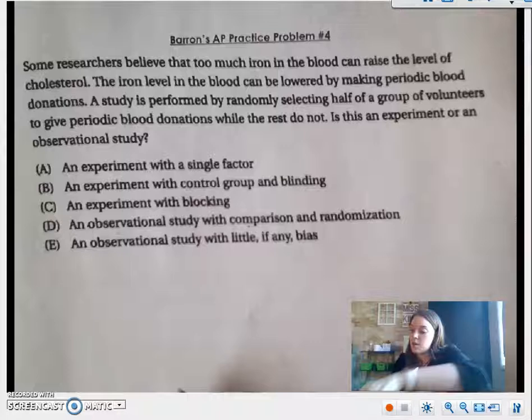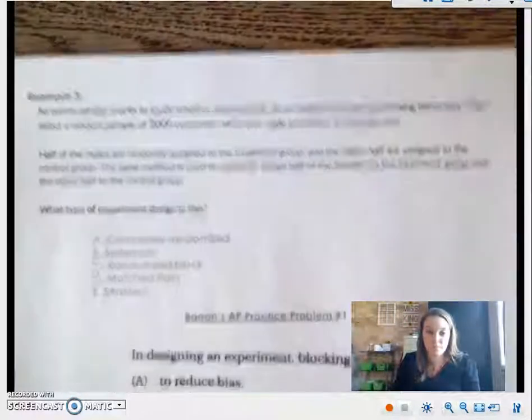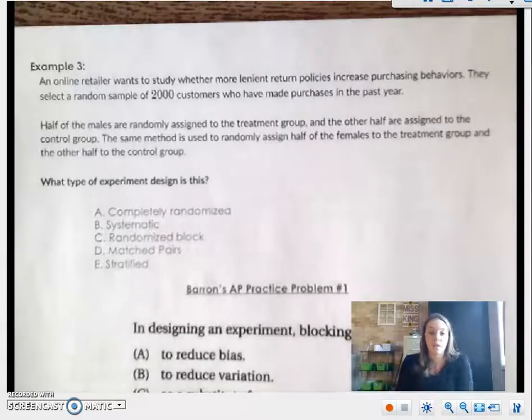The next example is example number 3. It says an online retailer wants to study whether more lenient return policies increase purchasing behaviors. They select a random sample of 2,000 customers who have made purchases in the past year.